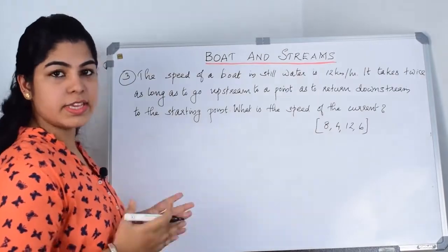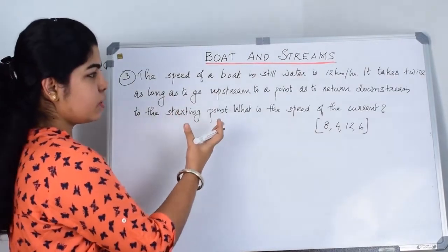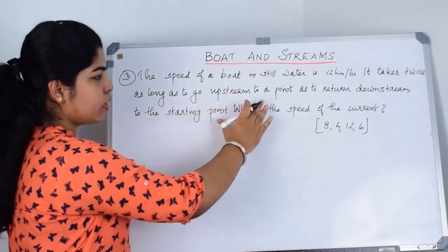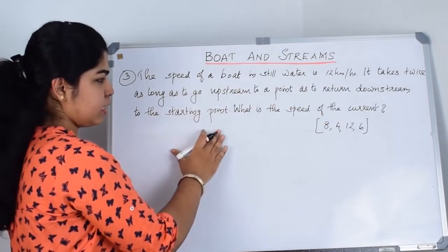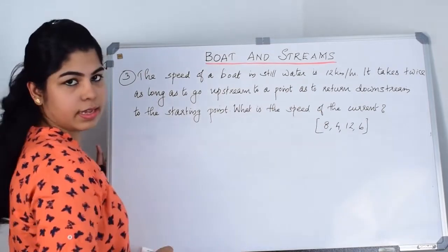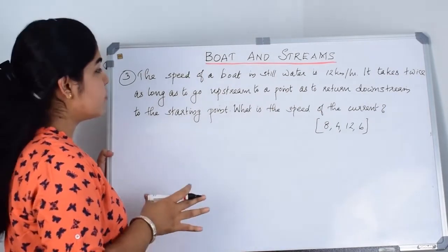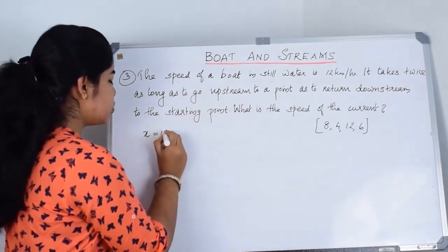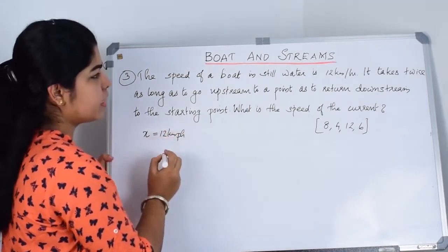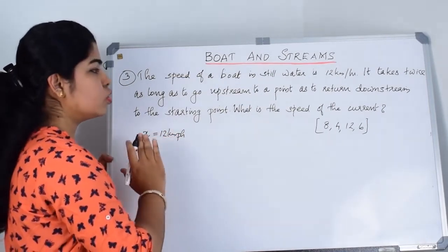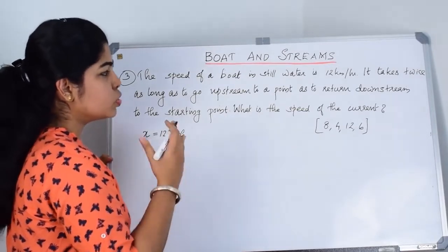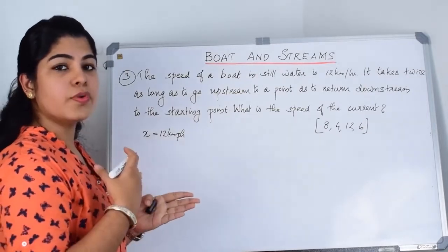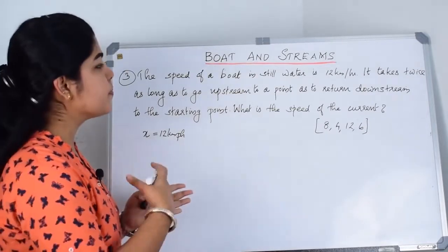Now let us see another question. Here our question is, the speed of a boat in still water is 12 km per hour. It takes twice as long as to go upstream to a point as to return downstream to the starting point. What is the speed of the current? So here in this question we have given the speed of the boat in still water, that is x is given as 12 km per hour. Then it takes twice as long as to go upstream to a point as to return downstream to the starting point. That is, the time taken for upstream is twice that of the downstream.